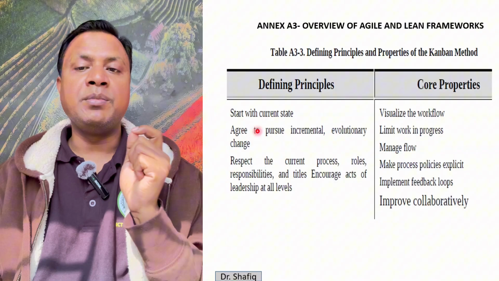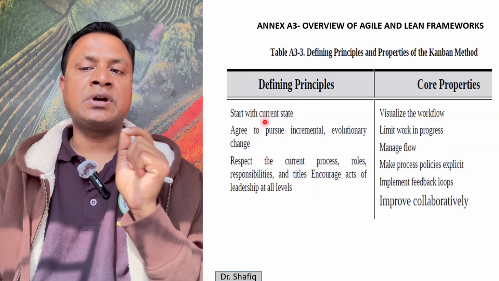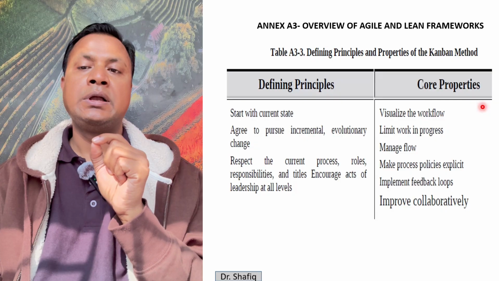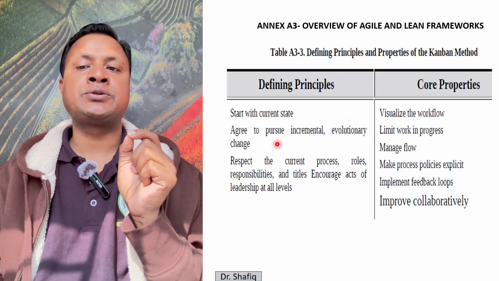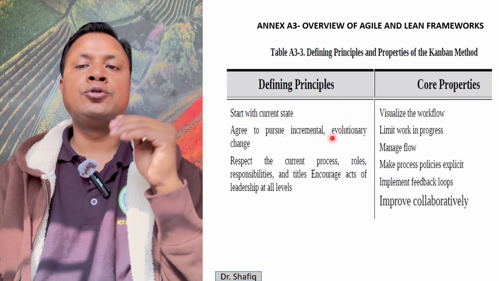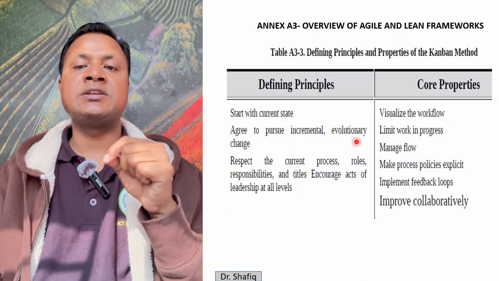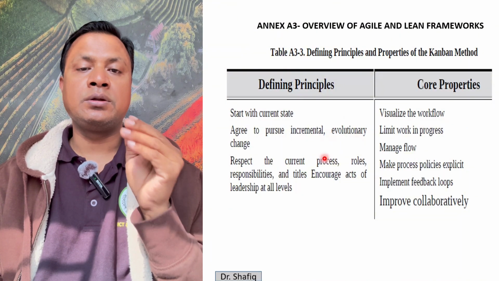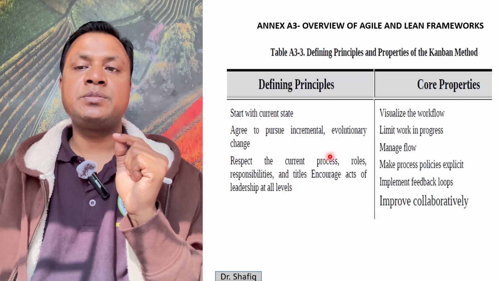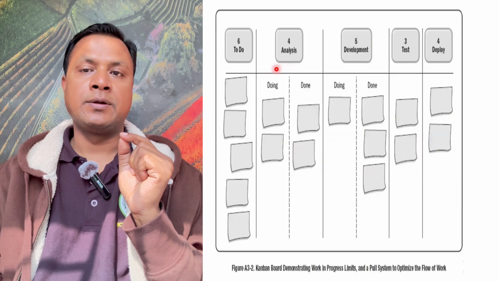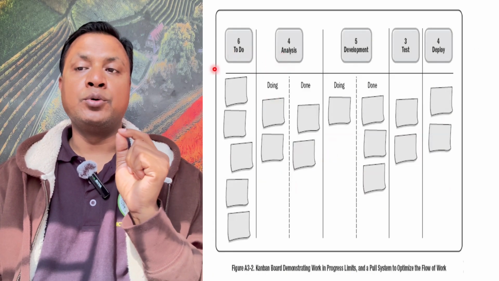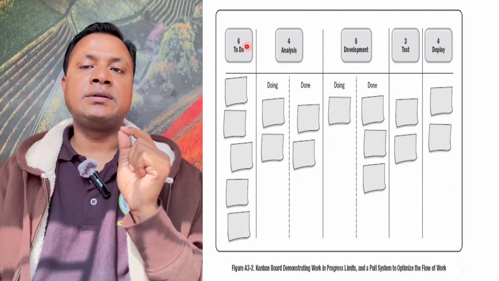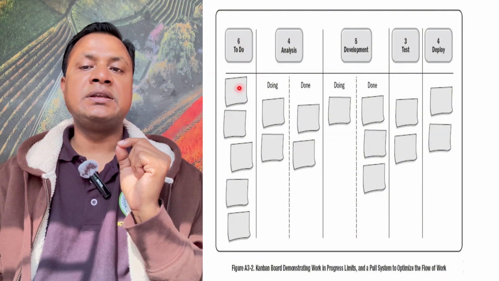So the main thing is you start with the current state and visualize the workflow on a board. So everyone agrees to pursue the incremental evolutionary changes, and in a respectful manner, each one is working step by step. So let me show the picture. If you make a Kanban board, this is a Kanban board or whiteboard. In the Kanban board, you will make a list of works.